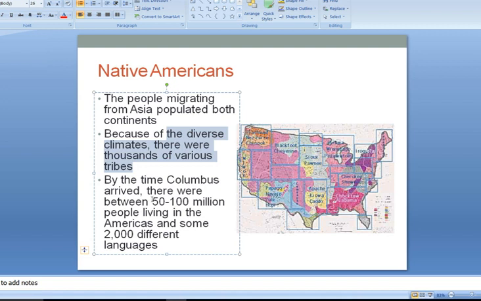Historians estimate that by the time Columbus got here, there were between 50 and 100 million people living in the Americas, and about 2,000 different languages spoken. So a lot of very diverse people. This is not going to be an empty continent for Europeans to come and just plot down on.